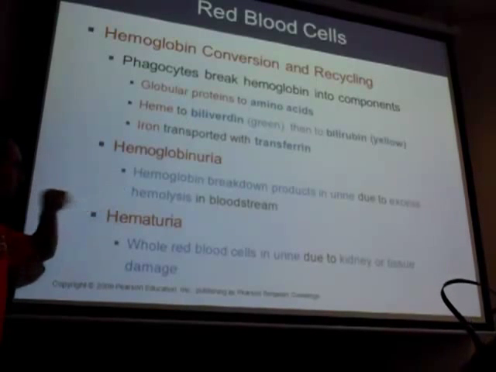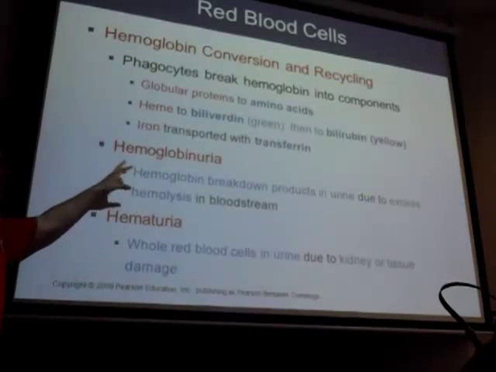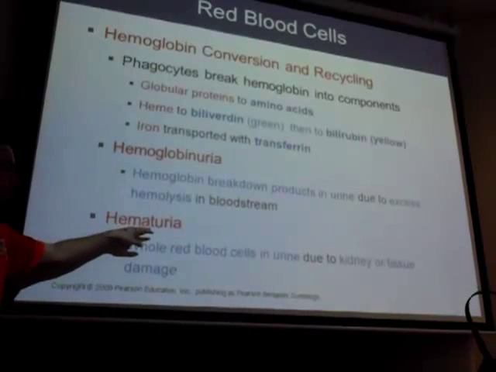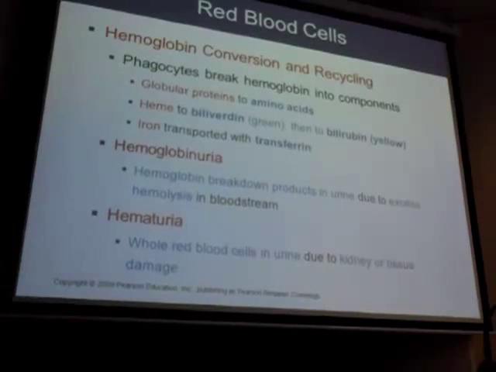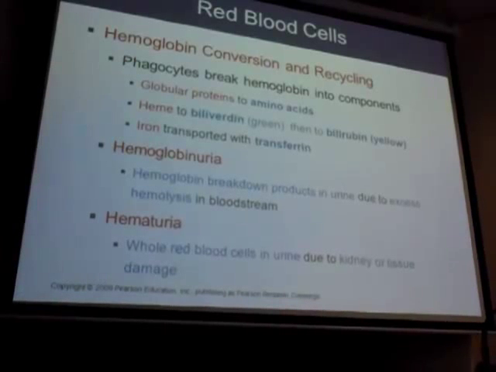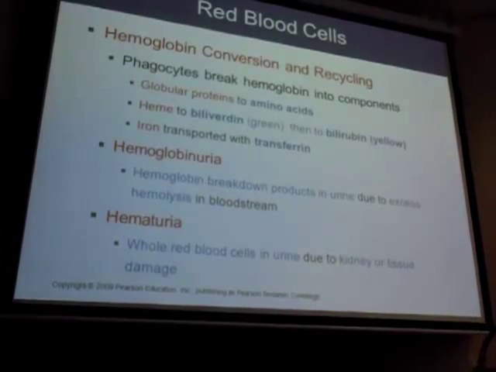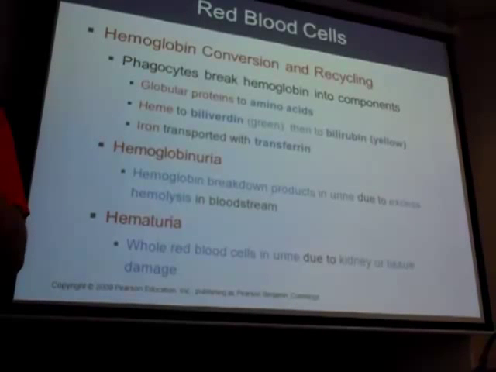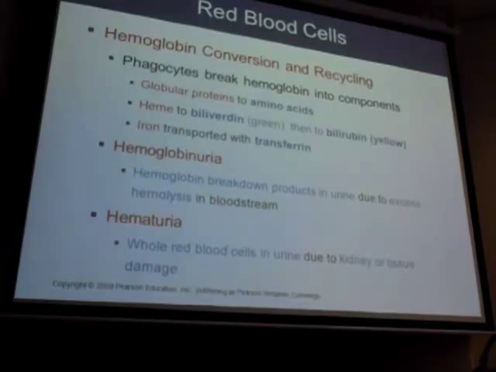There's two other conditions here that could happen. Hemoglobinuria, hematuria, not written up here, glucosuria, proteinuria. What is that urea referring to? Just the first one there. Urine. What are we finding in the urine? For example, glucosuria means what are we finding in the urine? Glucose. You shouldn't find that in urine. It should get completely reabsorbed.